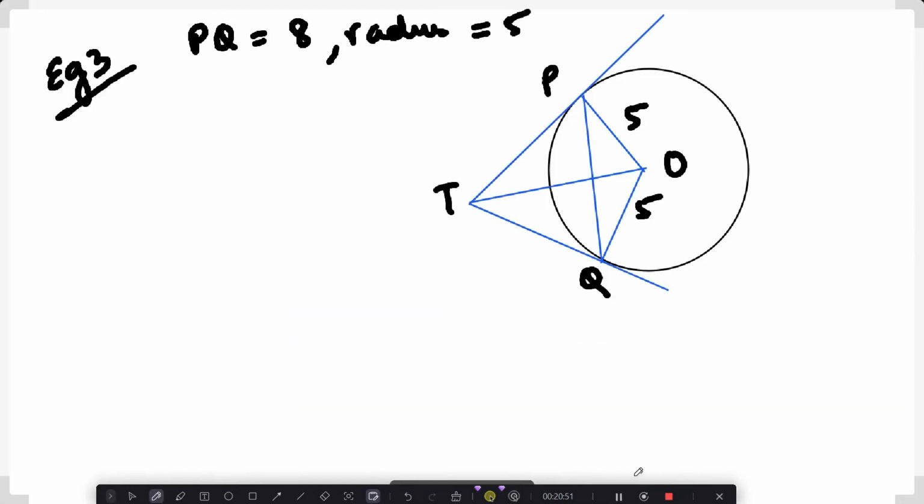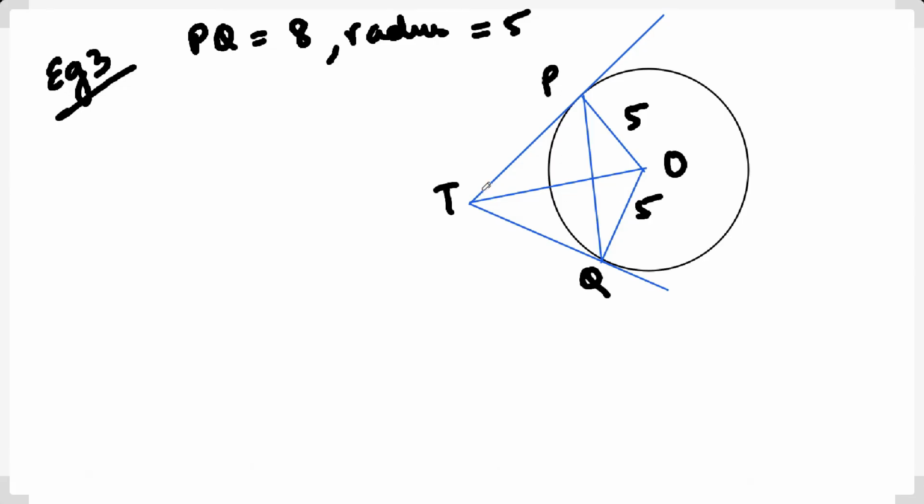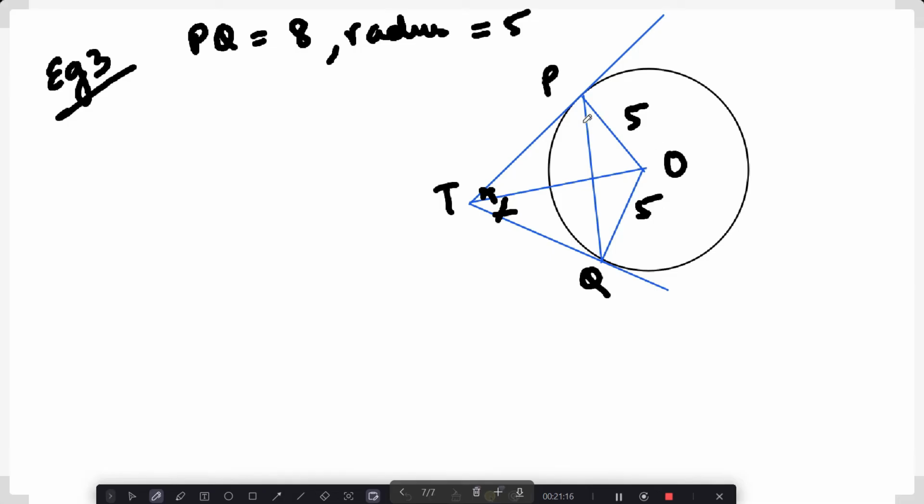Let's look at this question, example number 3. Here, PQ is a chord of the circle of length 8 centimeters. The circle is of radius 5 centimeters. Tangents at P and Q intersect at T. Find the length TP. Now we just learned all of this is equal, right? All of this we have just learned. It's 90 degrees, we have seen all this.